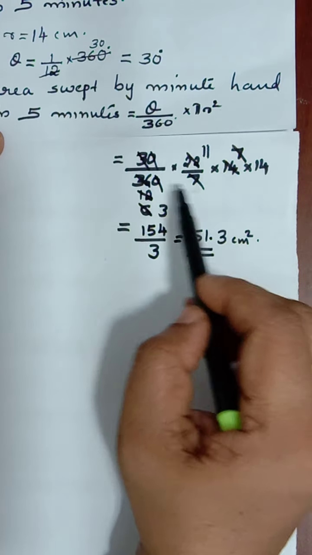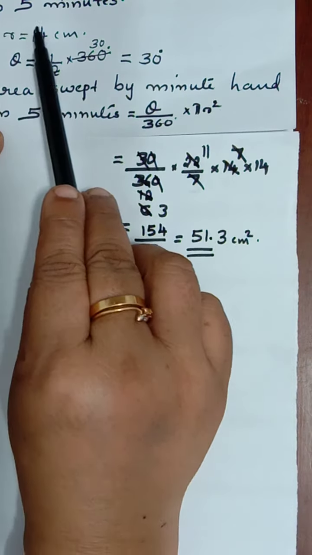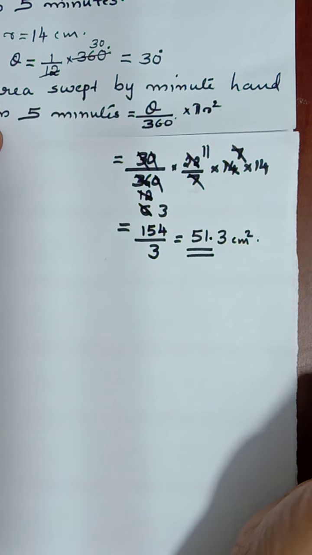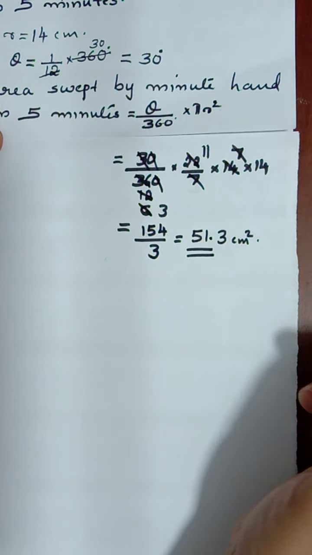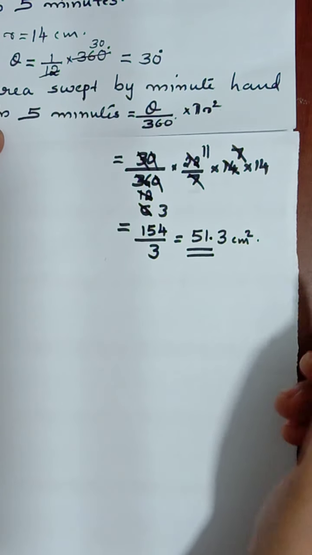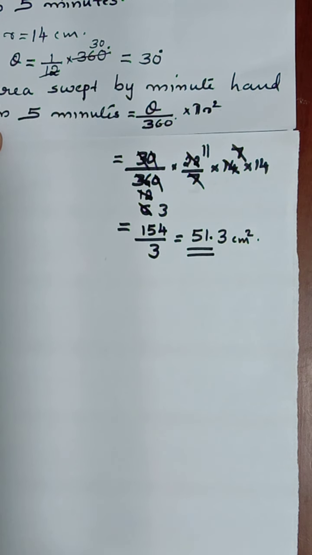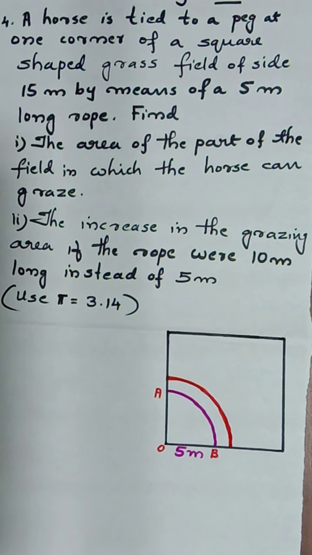So just substitute in the formula according to how many minutes are swept by the minute hand. If it is 5 minutes, 30 degree; 10 minutes, it will be 60; 15 minutes, and so on. So go on adding this 30 degree for each 5 minutes. We'll discuss the fourth question.